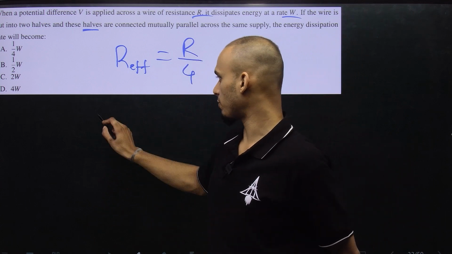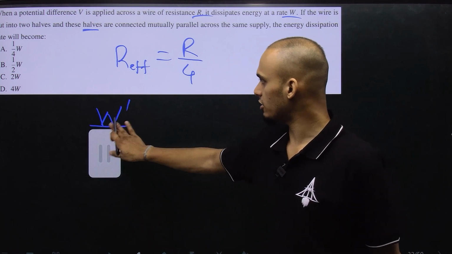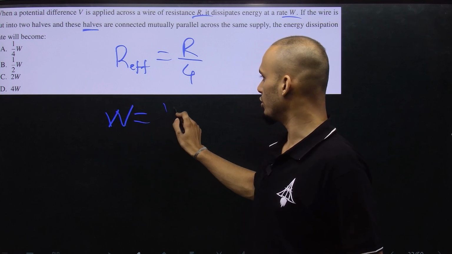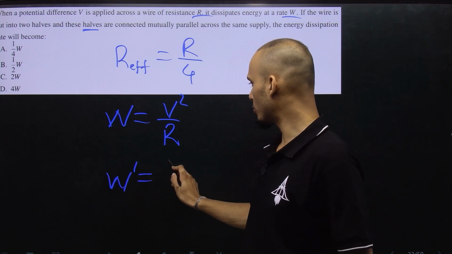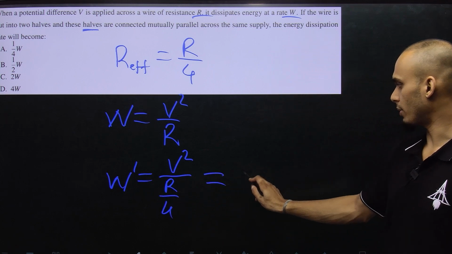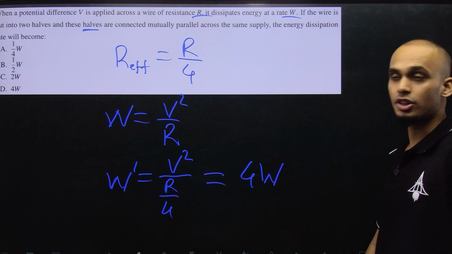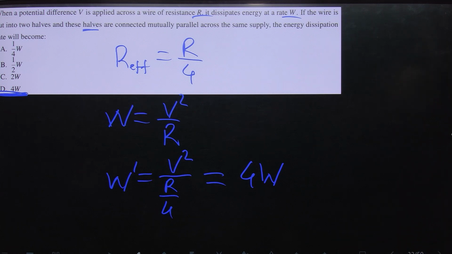Now, taking the ratios of power consumption, W dash upon W, we know W is equal to V square upon R. So W dash will be equal to V square upon R by 4. That is 4 into V square by R, or 4 times W will be the power consumption. Option D again matches in this case. Very easy if you know how power is consumed in a wire, and the fact that cutting a wire longitudinally will halve its resistance, then it is a very easy question.